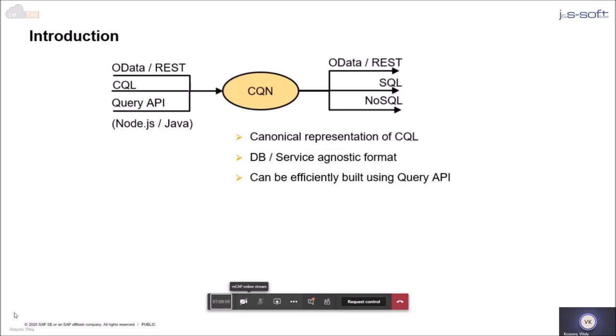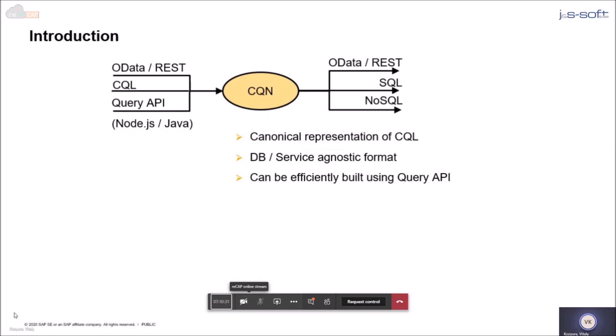Another output option, which you also see on the right side, is to produce an SQL expression. And with this, you can, of course, execute your SQL query on different databases. Currently in Node.js, we support HANA and SQLite. But you have seen in the previous session there is also work in other directions for other databases, including NoSQL databases. So in this sense, one can say that this CQN format is a database and service agnostic format, and you can use it also like this.